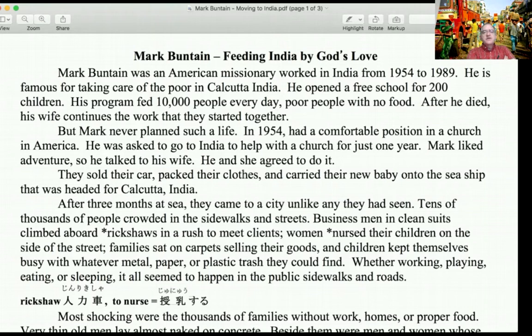He opened a free school for 200 children. His program fed 10,000 people every day, poor people with no food. After he died, his wife continued the work that they started together. But Mark never planned such a life.